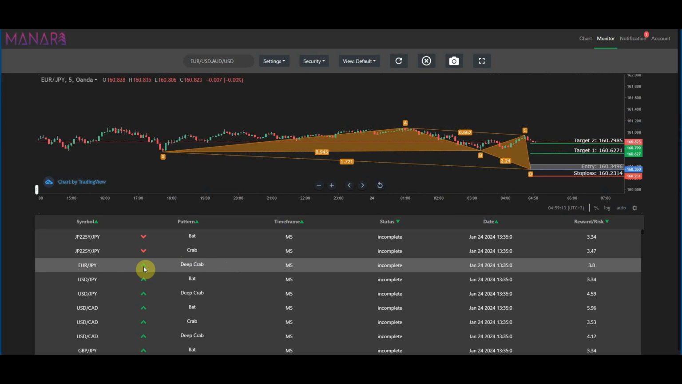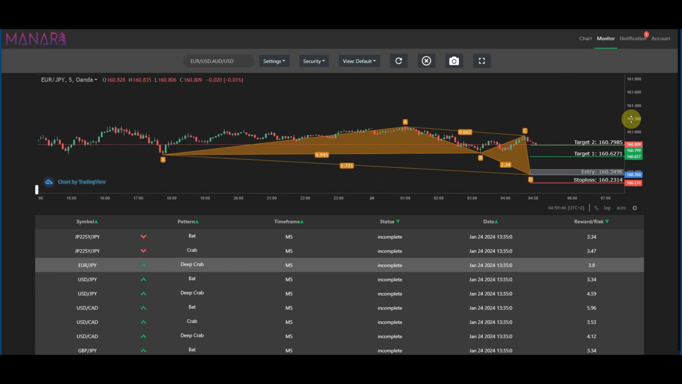I've got an arrow here suggesting that it's going to go long, and it's the Euro Yen cross. Now this has kind of been setting up, it's an incomplete pattern. So what that means is it's waiting for the market to come down to this D. So it's a predicted level based on the A, B, C, D, and the starting point back here. And it's basically measuring out the different angles and levels to make a deep crab pattern.